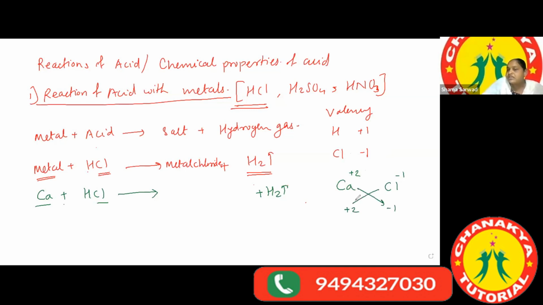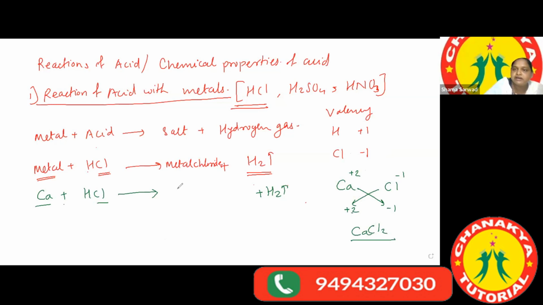While multiplying, you just have to multiply with a number, not with a sign. Keep it in your mind. So this calcium will be multiplied by 1. You will get Ca, 1s are Ca. And Cl will get multiplied by 2. So it becomes CaCl2. So the chemical formula for calcium chloride is CaCl2.